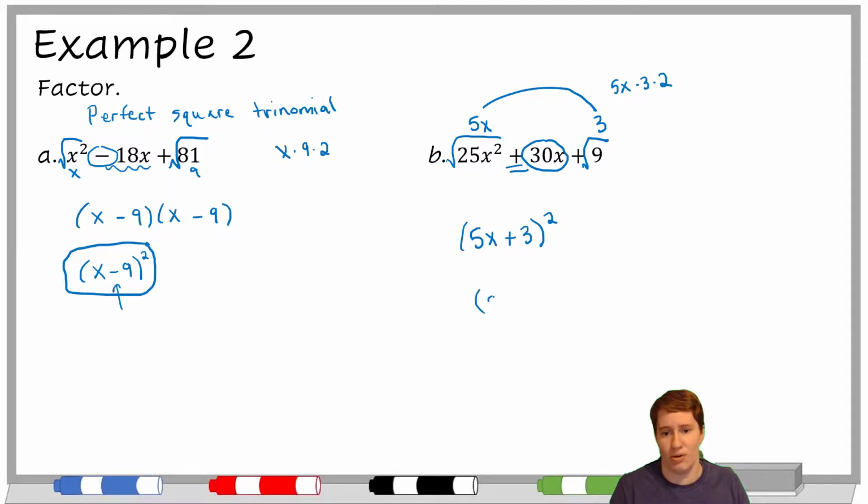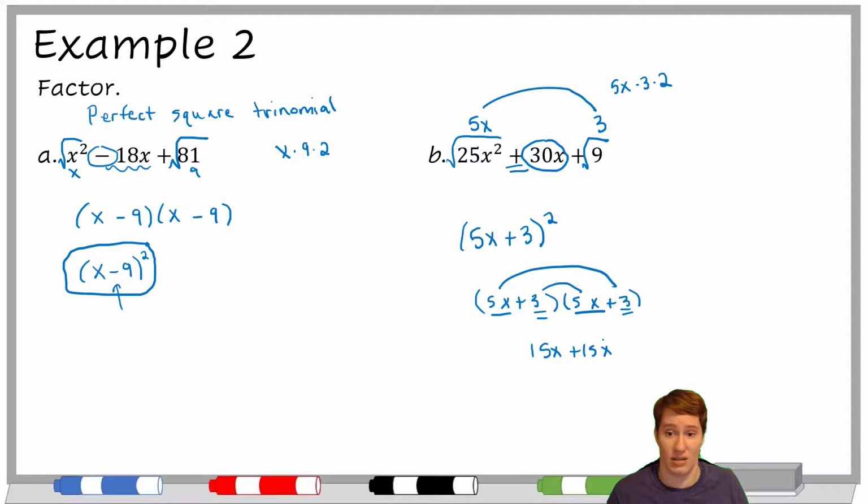When we FOIL (5x + 3) times (5x + 3), the first terms give us the 25x squared, the last terms give us 9, but the outer and inner terms both end up being 15x. And so when we add those 15x's together, we get 30x. That's going to happen to us every time we do a perfect square trinomial. And so this is a pattern that we hopefully will be able to start recognizing.